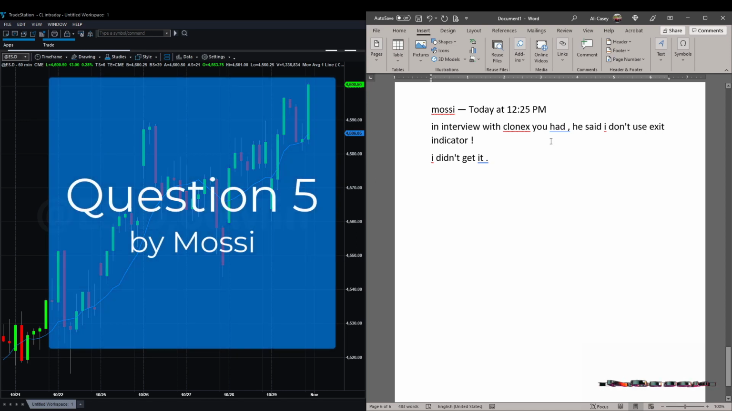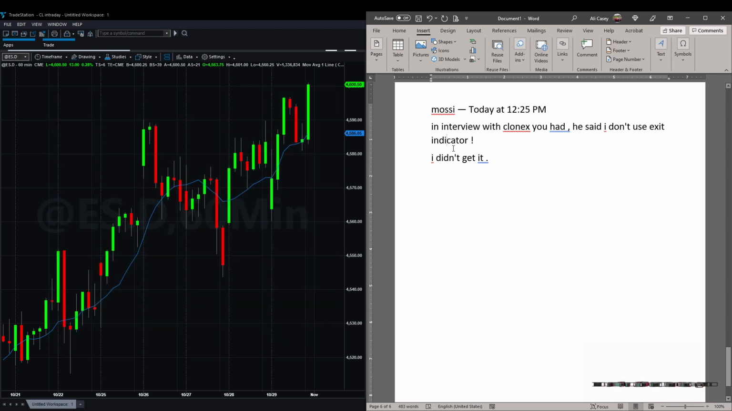And then, in the interview with Clonex you said, I don't use exit indicator. I didn't get it. I don't remember that. Maybe you can elaborate. But exit indicator meaning, let's say RSI. So exit when RSI greater than 75. That's exit indicator. So I definitely use it. But maybe stop loss. So I don't use stop loss as an exit. I use it as a catastrophic stop loss most of the times.